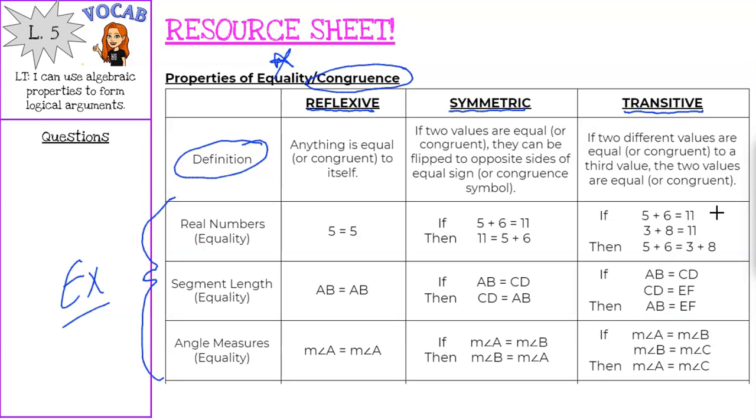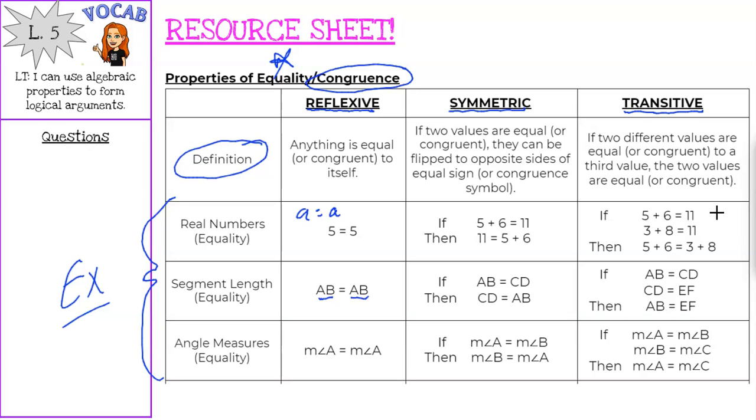So 5 equals 5, A equals A. The length of segment AB is equal to the length of segment AB. And you might be thinking, well, duh, Ms. Cedric. Well, it is an important property to use because sometimes we have to state the obvious in our proofs, and this is the property that allows us to state the obvious.